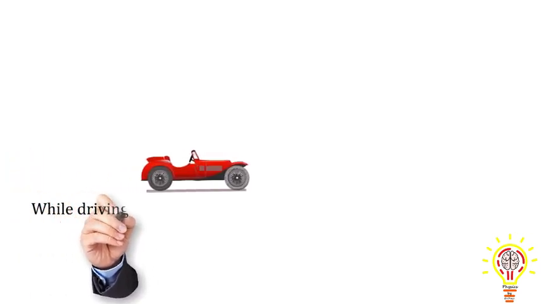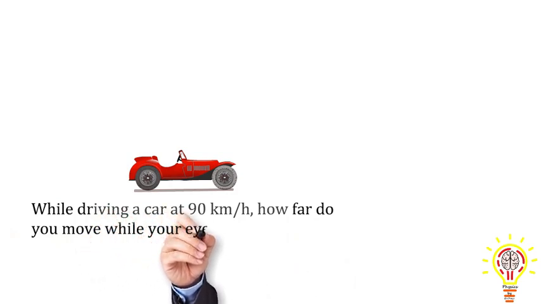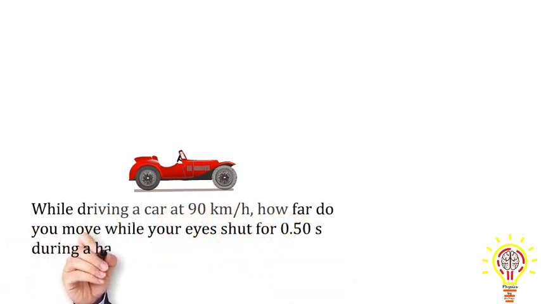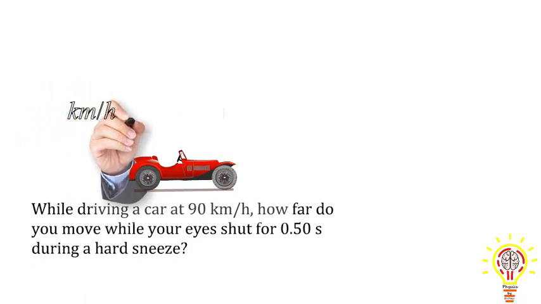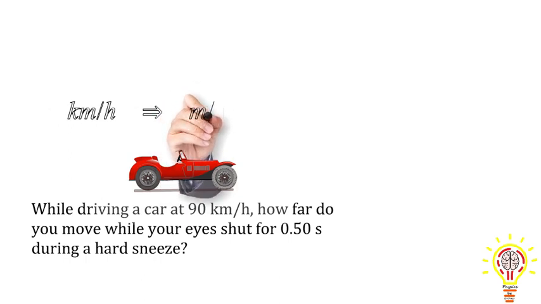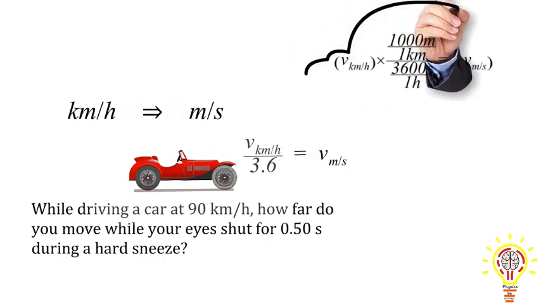While driving a car at 90 km per hour, how far do you move while your eyes shut for half a second during a hard sneeze? The assumed constant speed is 90 km per hour. To convert its unit to meters per second, you just need to divide it by 3.6. If you want to know why, look at the cloud space.